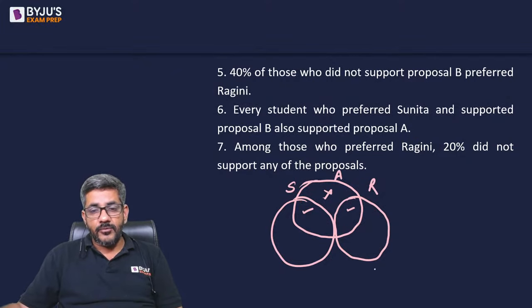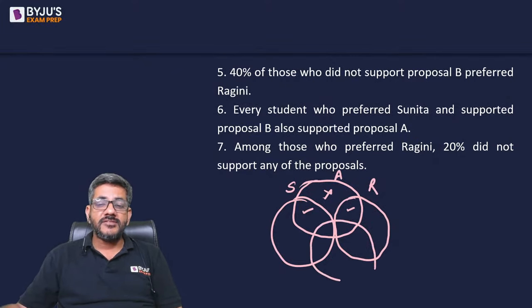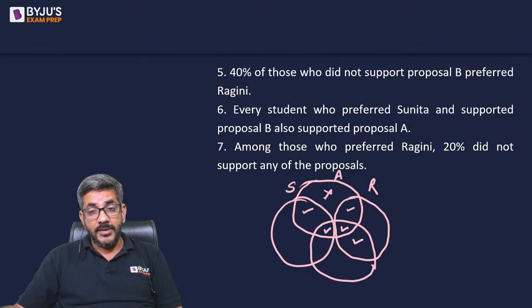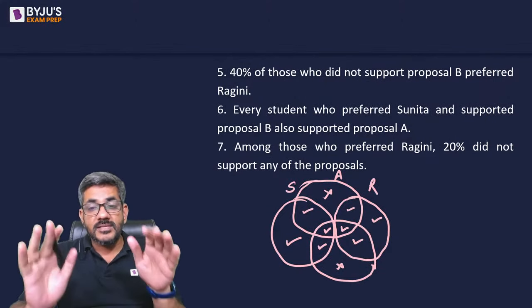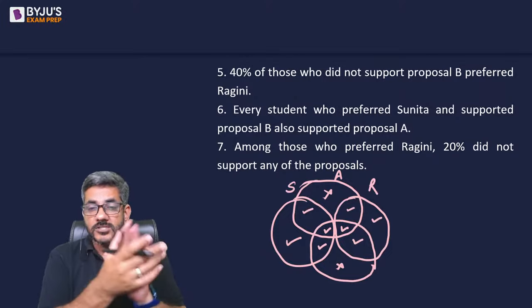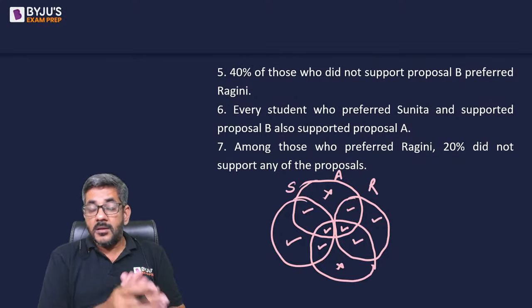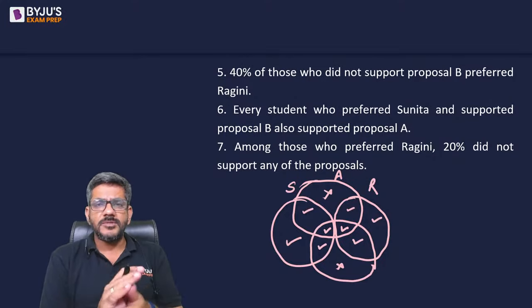Similarly, if I make a proposal B, it might have something common with A as well. So these are the people who like A and B both along with Sunita, A and B both along with Ragini, only B along with Ragini, only A along with Ragini, but there is no one over here. These are the people who like Sunita but do not like A or B. These are the people who like Ragini but do not like A or B. So that way I can make a Venn diagram for this particular set, right? But this Venn diagram has got two areas which are automatically zero.